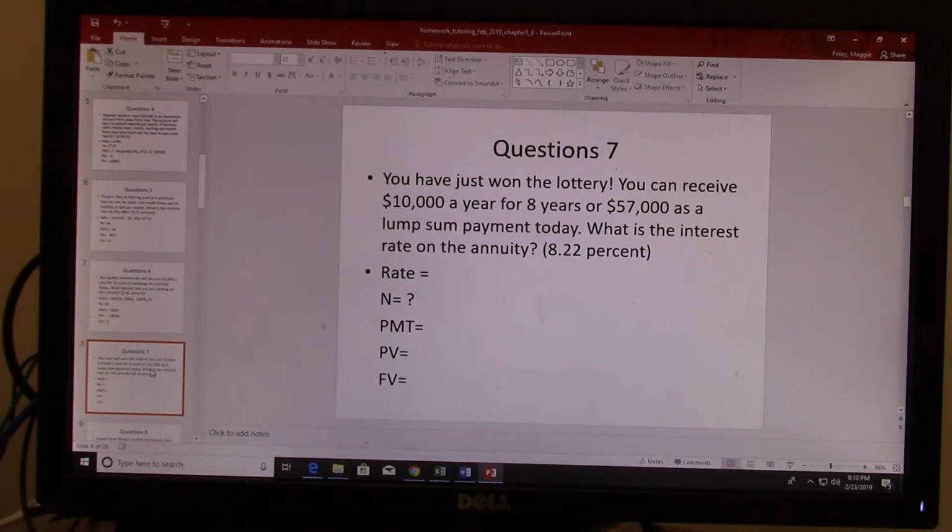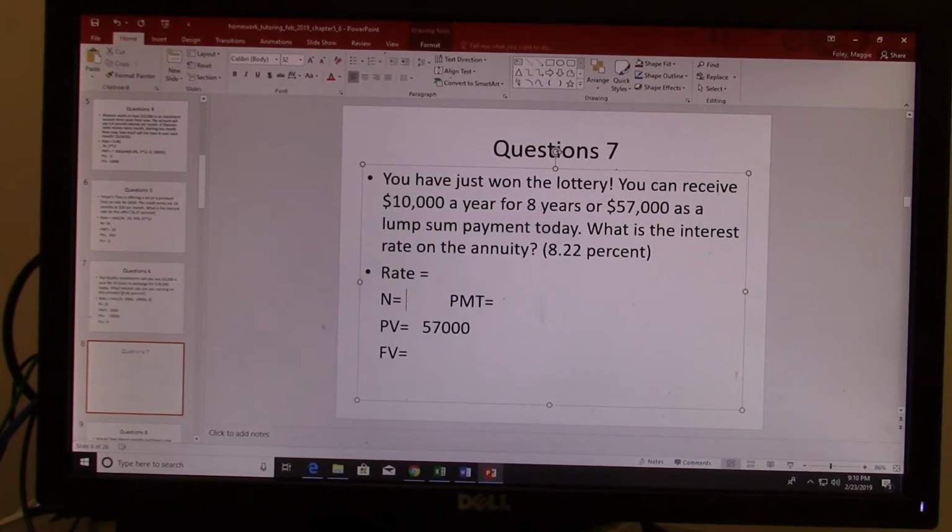Okay, so the answer for this one, let me just show you the inputs first. It's asking for the rate. The N should be 8 years. Payment should be $10,000, but since we have two cash flows, one has to be negative. Future value is 0 here. Okay, so how much is the rate?